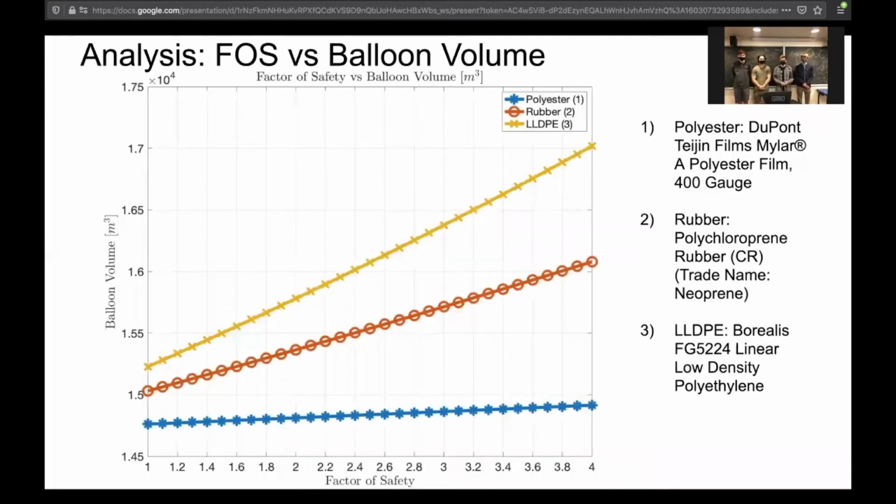As mentioned before, we compared a couple different materials, and these are just the three major ones we compared. So the highest line, the one in orange, being LLDPE, Borealis linear low density polyethylene, and that's the one with the steepest slope. And then you have the middle one, which is a rubber material, and that has a medium slope. And then we have the polyester from Mylar that has the lowest slope. And you can see that at approximately 1.5 factor safety, we have the highest volume yielded from LLDPE. And using that, you can derive that it's about 1.55 meters cubed in that volume.